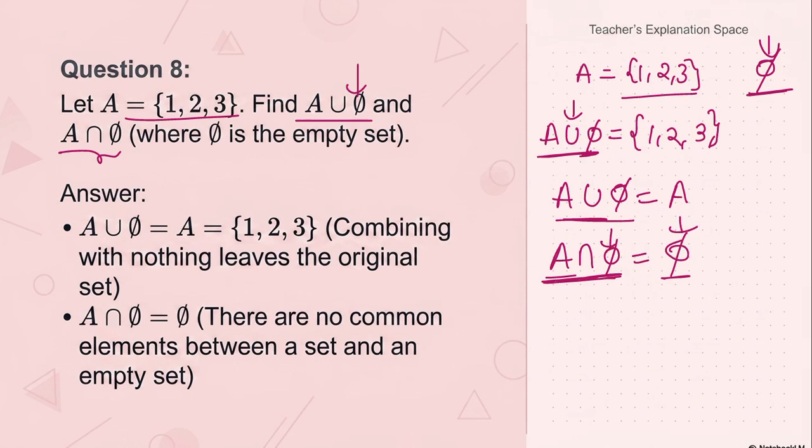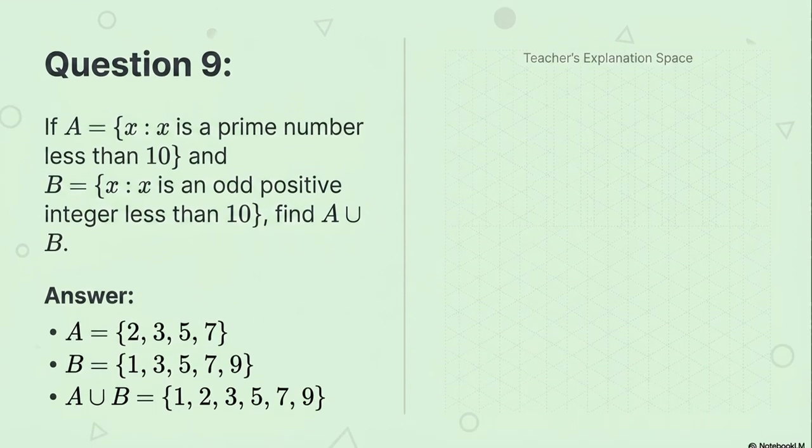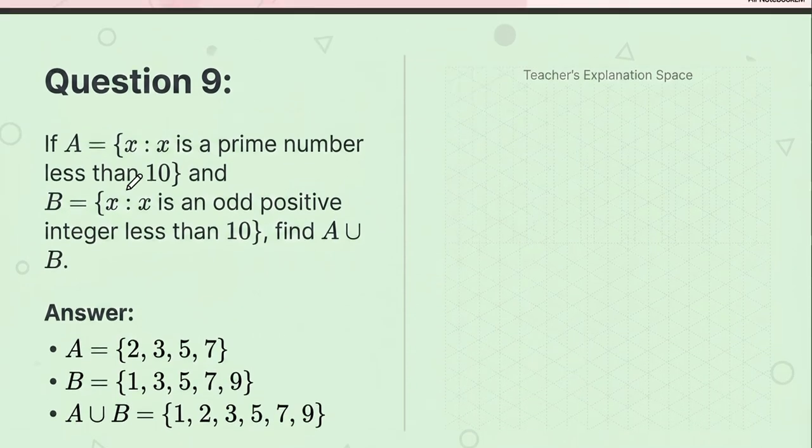Okay. Look at the next question. A is given in set builder form. So we'll convert it into roster form first. x such that x is a prime number less than 10. Prime numbers start from 2. So 2, 3, 5, 7. After that comes 11, but we want only prime numbers less than 10. So this is done. Then look at the B set, we'll convert it into roster form.